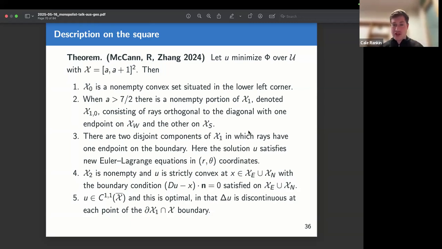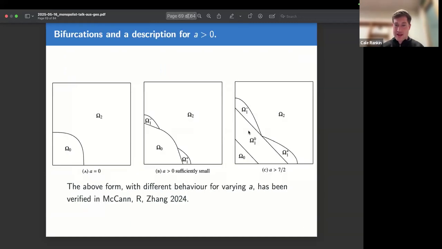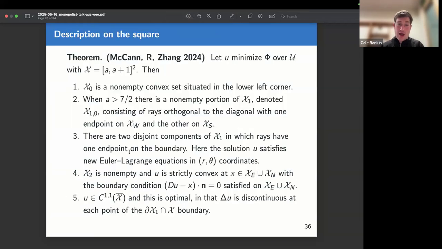Then there's a non-empty portion of X1 consisting of rays orthogonal to the diagonal. So that's this quadrilateral omega 0, 1 in the third picture. Our third point, there are always 2 disjoint components of X1 in which rays have only one endpoint on the boundary, satisfying those Euler-Lagrange equations we derived before. Our fourth point, this region X2 is non-empty and contains the east and north boundaries. And finally, we've got some regularity up to the boundary, which we needed to prove.